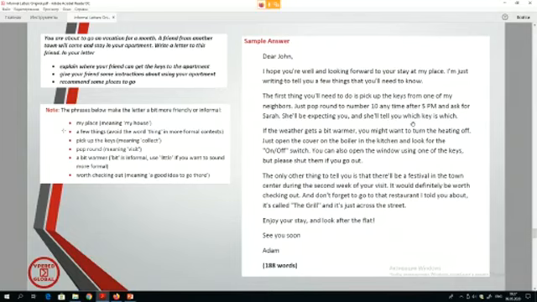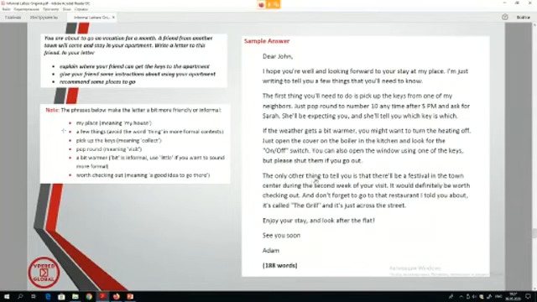Nice. If the weather gets a bit warmer is informal, right? You might want to turn the heating off. It's okay. Just open the cover on the boiler, imperative. So in the kitchen, and look for the on-off switch. Again, as you see. Well, the same.